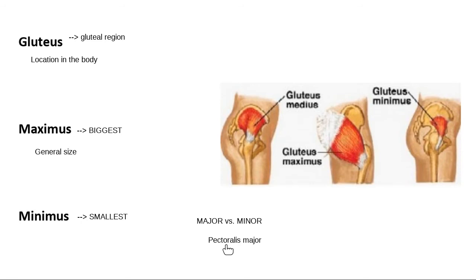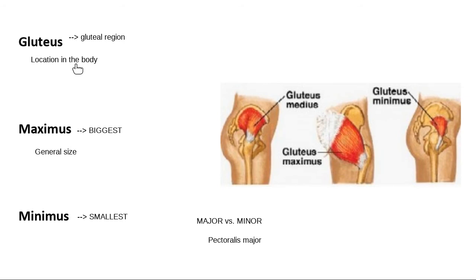Pectoralis major is the big muscle, major means big, found in the chest. Pectoral means chest. Pectoralis minor is the small one that's still found in the chest. So first idea when you're looking at names of muscles, if I see something that looks like a regional term, that's going to be its location in the body.